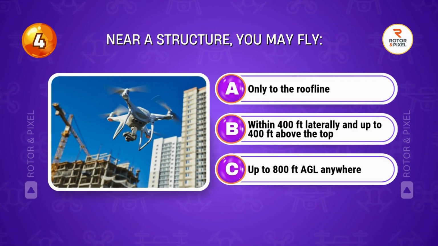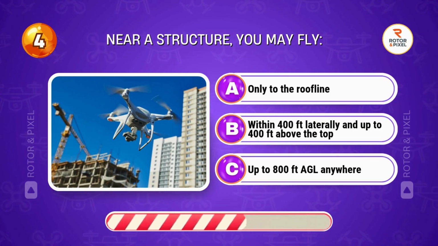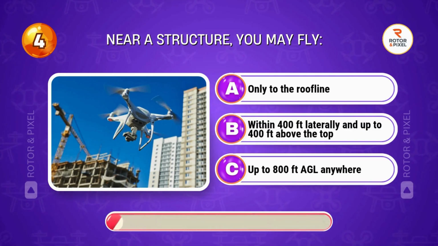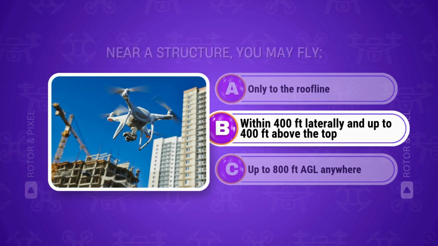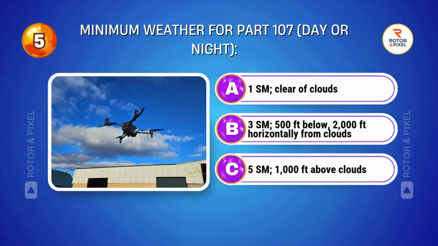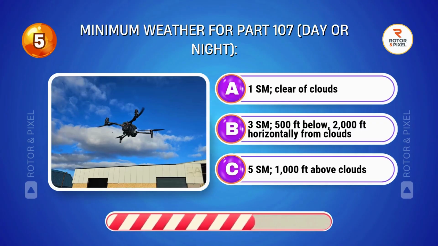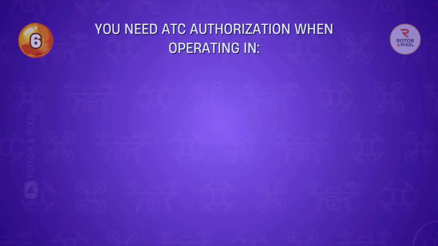Near a structure you may fly... Answer B, within 400 feet laterally and up to 400 feet above the top. Minimum weather for Part 107, day or night... Answer B, 3 SM, 500 feet below, 2,000 feet horizontally from clouds.